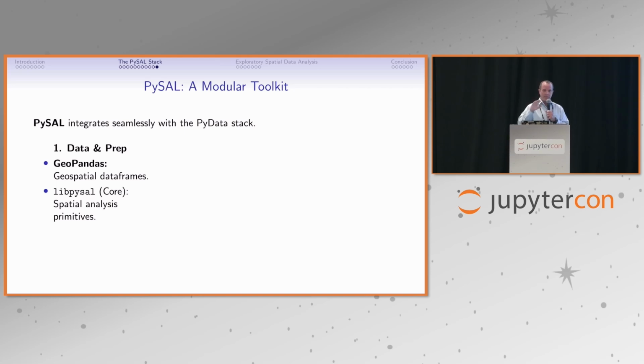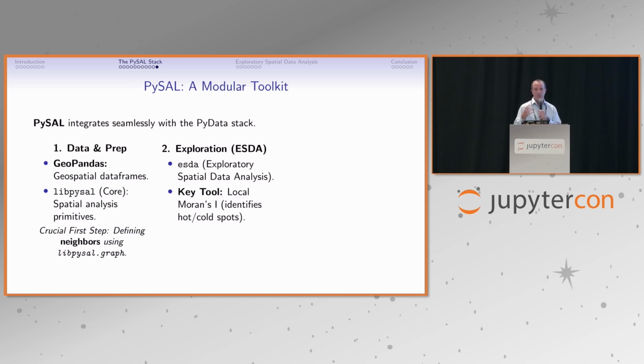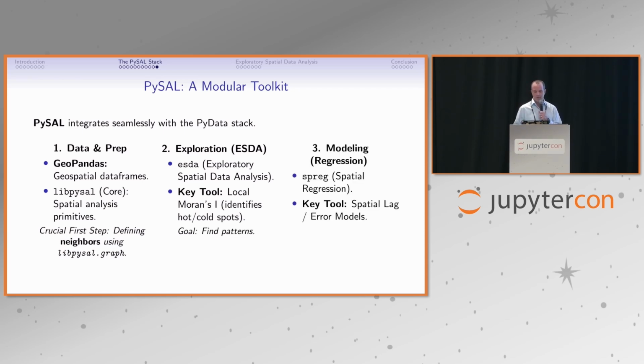All right, so this is a typical workflow for, say, an economist or a sociologist studying with spatial data. So first they want to represent spatial context. That's done with the graph or the spatial weights. Then they want to explore their data and test for spatial dependence. That's done with some of the ESDA module, things like global Moran's I, and then local versions to detect cold and hot spots. The goal there is to uncover patterns.